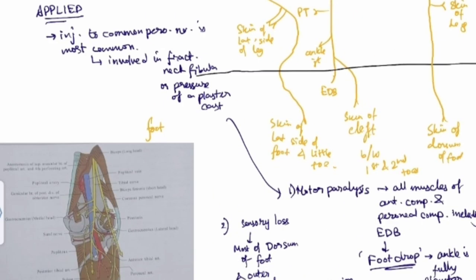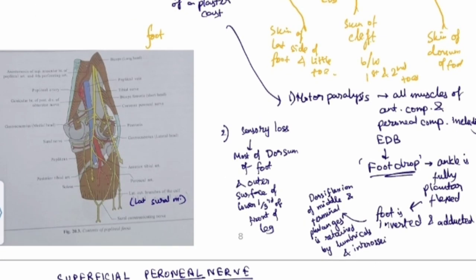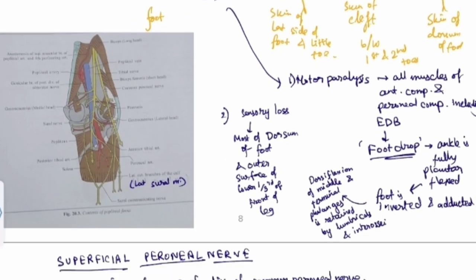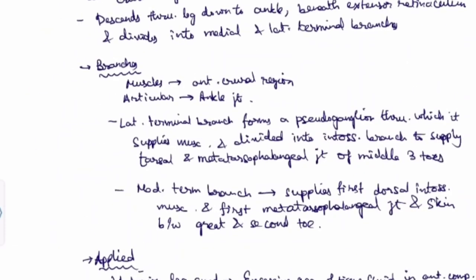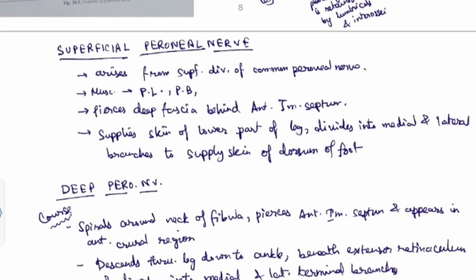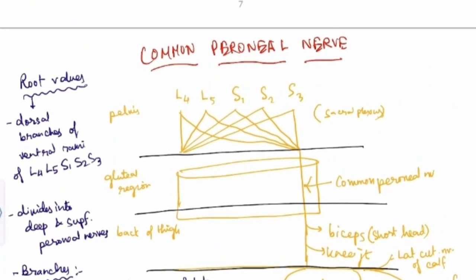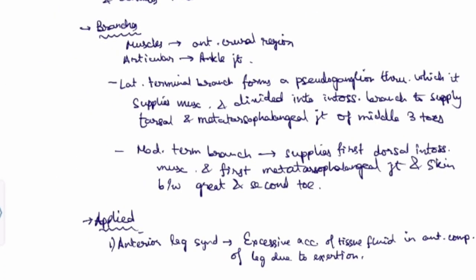Now, as you can see, the fracture of the neck of fibula can result in this case of the common peroneal nerve, right? So we have covered the peroneal nerve, we have covered the superficial peroneal nerve, and we have covered the common peroneal nerve. So thank you guys.